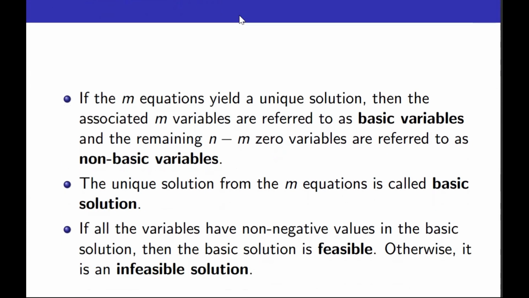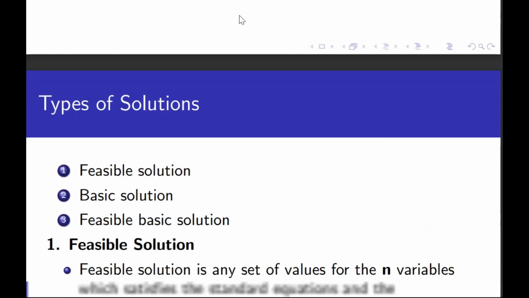If the m equations yield a unique solution, then the associated m variables are referred to as basic variables, and the remaining n minus m variables are referred to as non-basic variables. The unique solution from the m equations is called a basic solution. If all the variables have non-negative values in the basic solution, then the basic solution is feasible. Otherwise, it's an infeasible solution.